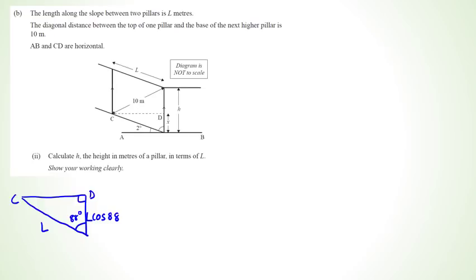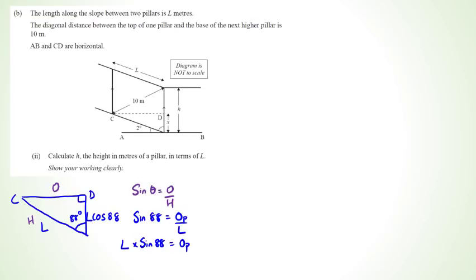What I'm going to do is figure out what CD is in terms of L, because remember they want H in terms of L as well. So to work out CD in terms of L, that's actually opposite and that's hypotenuse. So I've got sine of an angle equals opposite divided by hypotenuse, which means sine 88 equals opposite divided by hypotenuse, which is L. So then I can cross multiply and say L times sine 88 equals opposite.